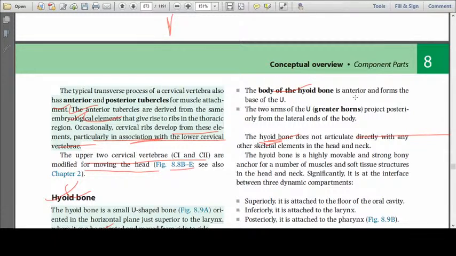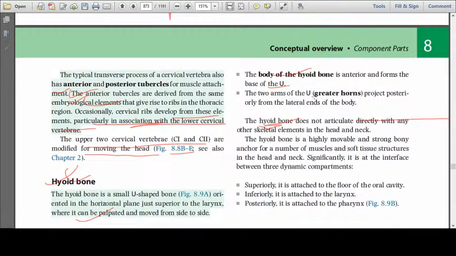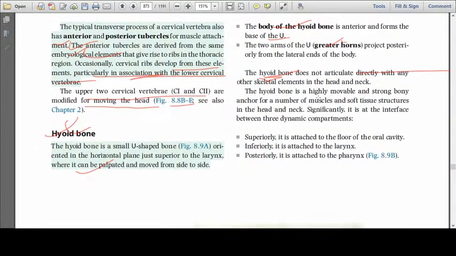The body of the hyoid bone is anterior and forms the base of the U. The two arms of the U are the greater horns and lesser horns. The hyoid bone does not articulate directly with any other skeletal elements in the head and neck.